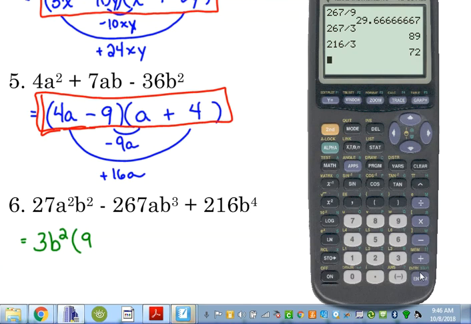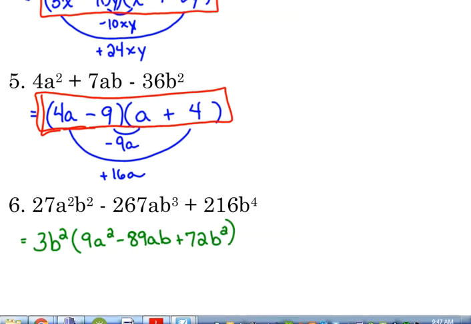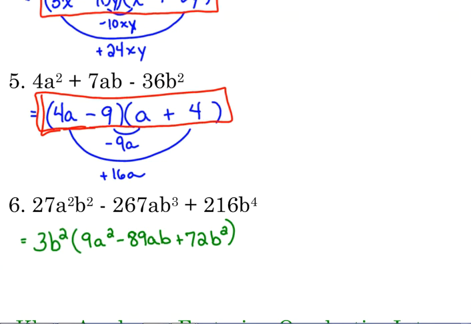So what are we left with? 9a squared minus 89ab plus 72b squared. Any questions about where I got any of that from? Okay, so let's factor.